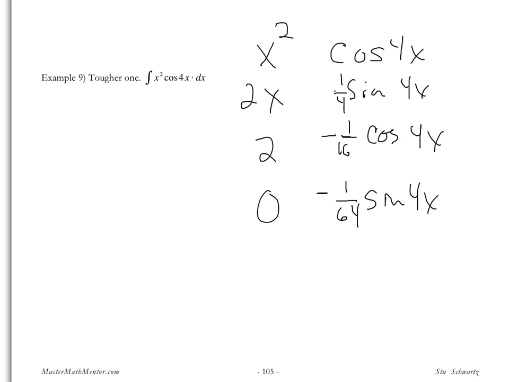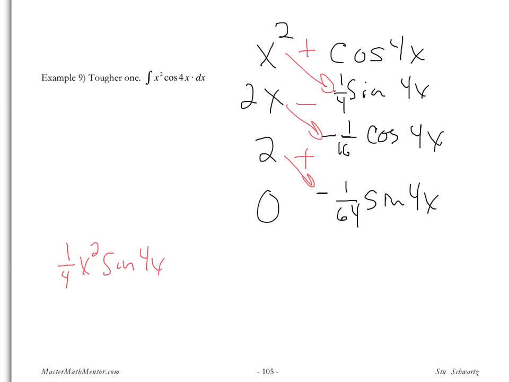Then you draw these diagonals, and you get to alternate signs: plus, minus, plus. Then you're just going to write the products here. So I'm going to do x squared. What this saves us from is doing integration by parts 2 or 3 times to get the answer. This just lets us do it all at once without going through that process. So 1/4 x squared sine 4x.